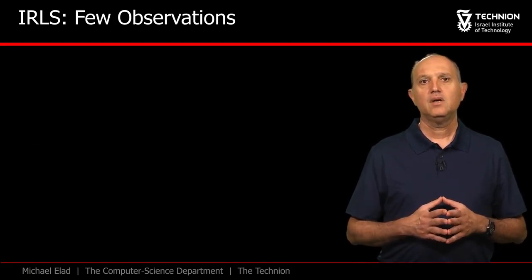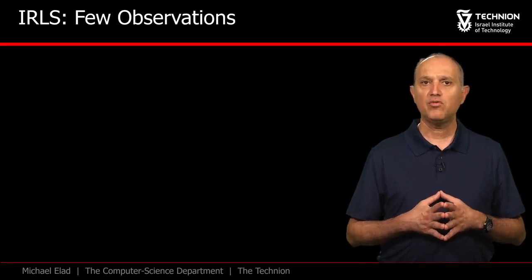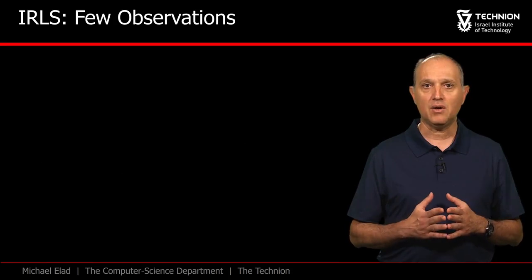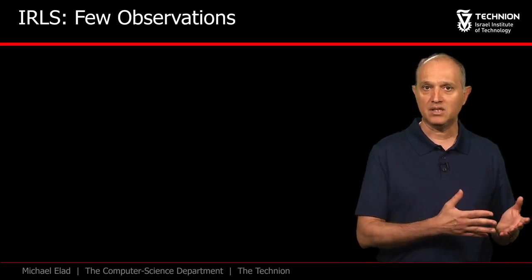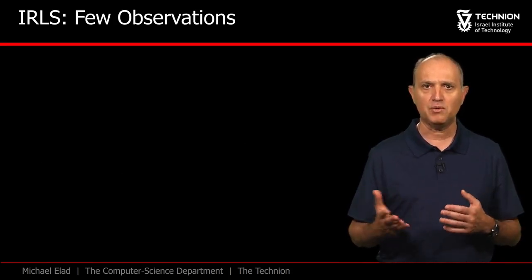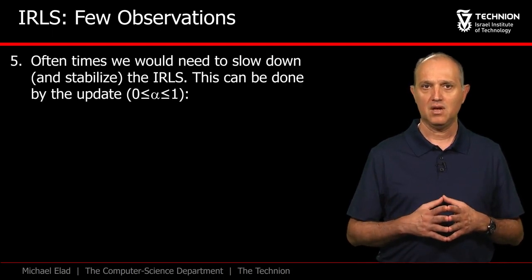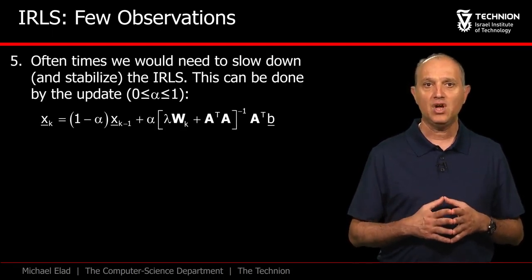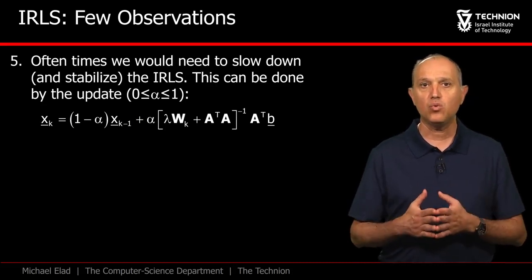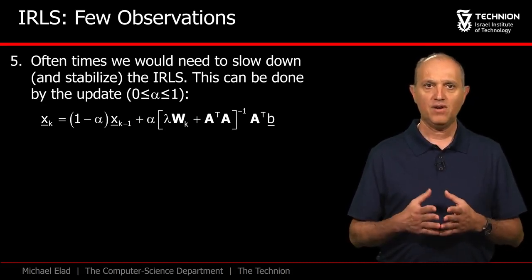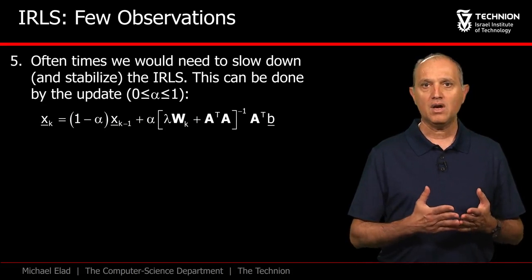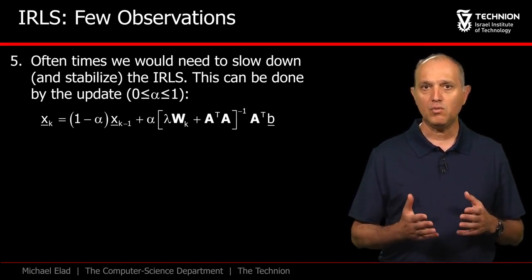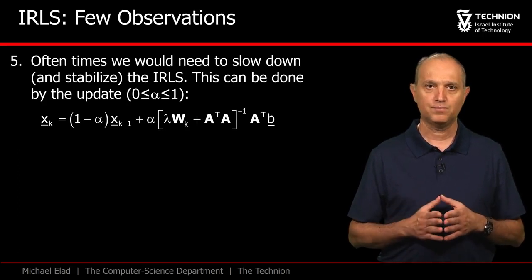Sometimes the IRLS is too violent and tends to diverge. In such a case, we need to slow it down, and this can be done by updating x, as we have already mentioned, applying few iterations of steepest descent. Another way to relax the algorithm is to compute a weighted average of the previous solution and the new one, as shown here. If alpha is chosen as 1, we come back to the regular IRLS. And as alpha tends to 0, we slow the iterates more and more.